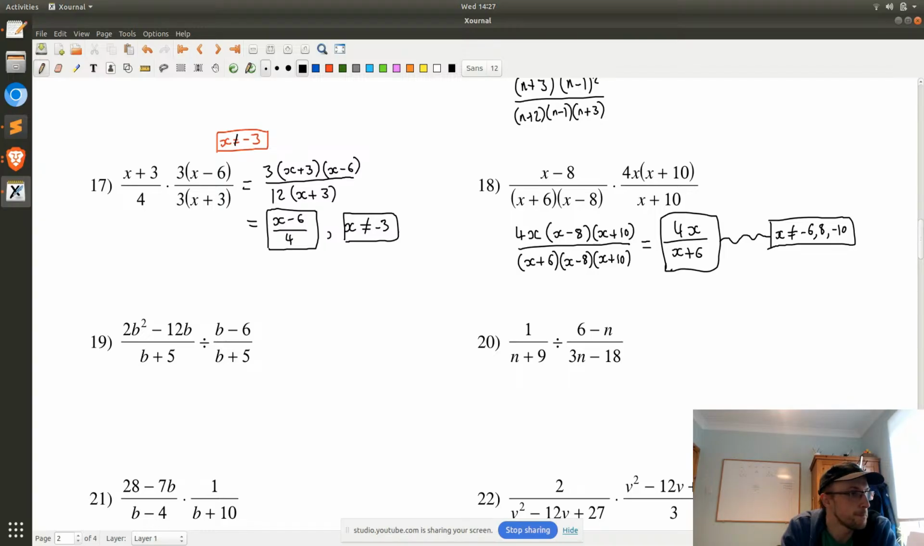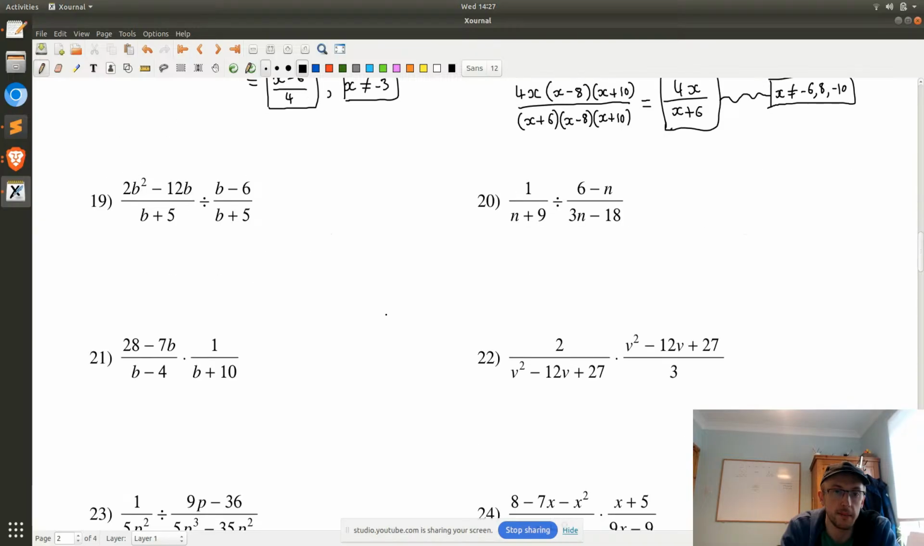Okay. Lovely. All right. I'm getting it. I'm getting it. Okay. Do the arithmetic. Factor out that 2b. That doesn't have any effect on anything.